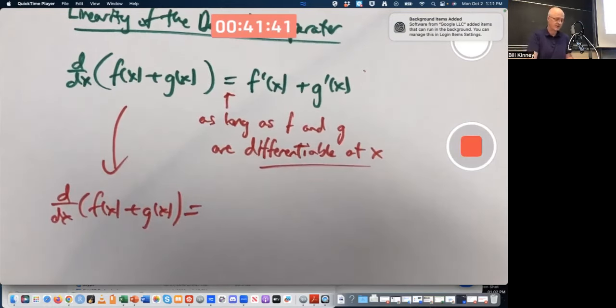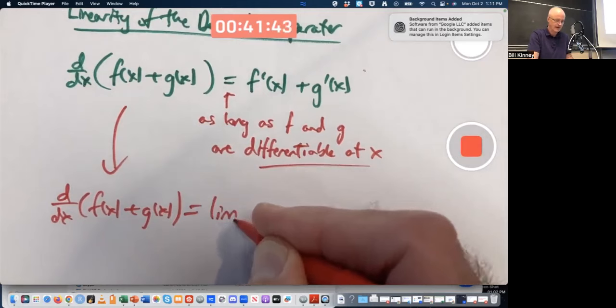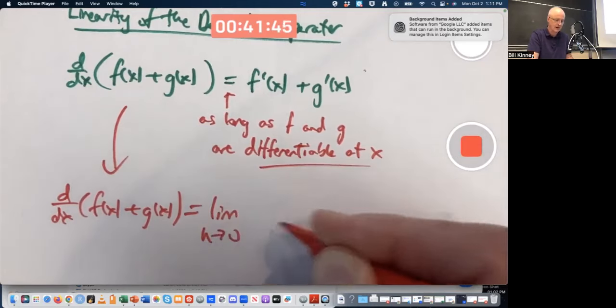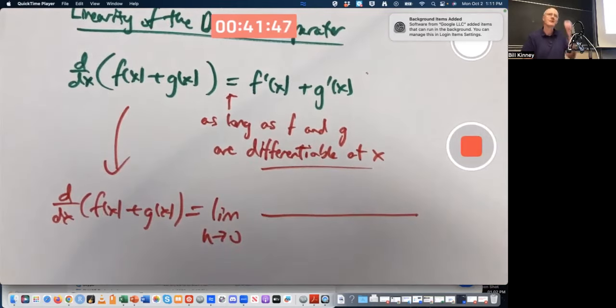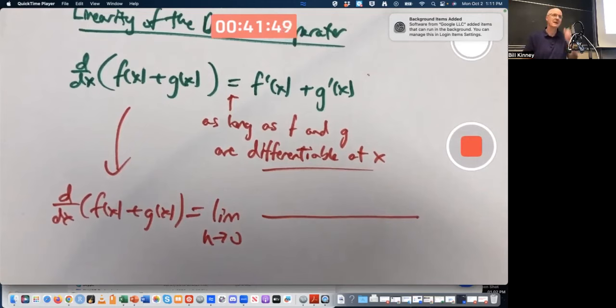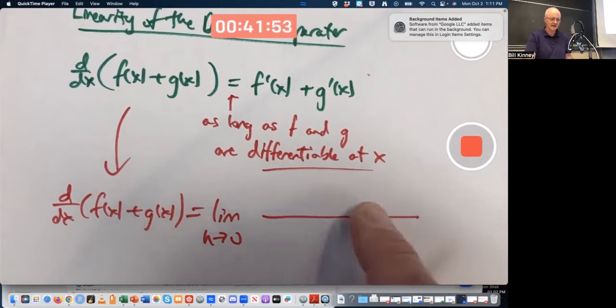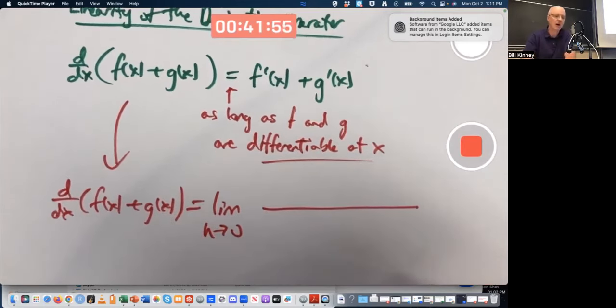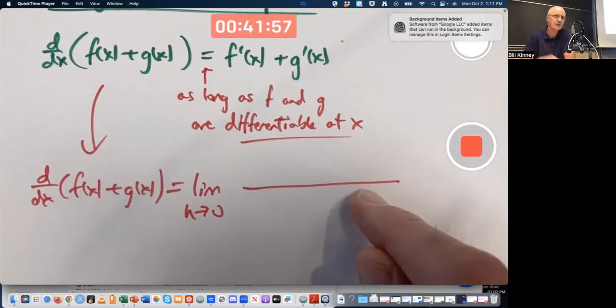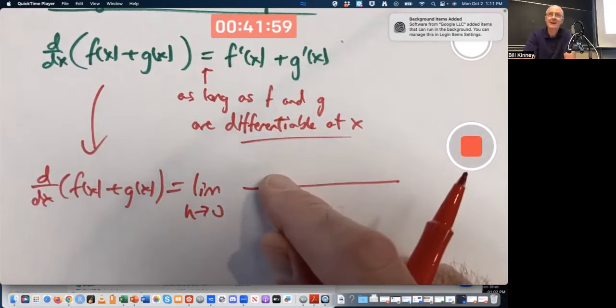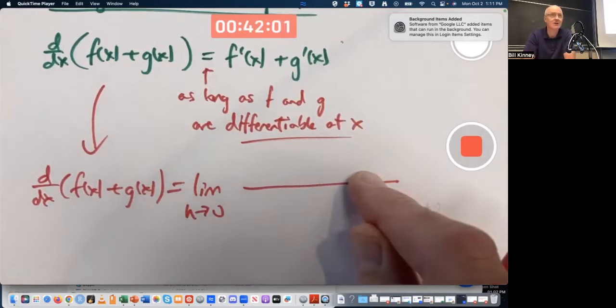First, what's the definition of the derivative? It's the limit as h goes to 0 of a difference quotient. Right? This is something you should know for exam 1. What do we put in the top and the bottom of this fraction here? It's always been, if you have just one function f, it's always been f of x plus h minus f of x all divided by h.